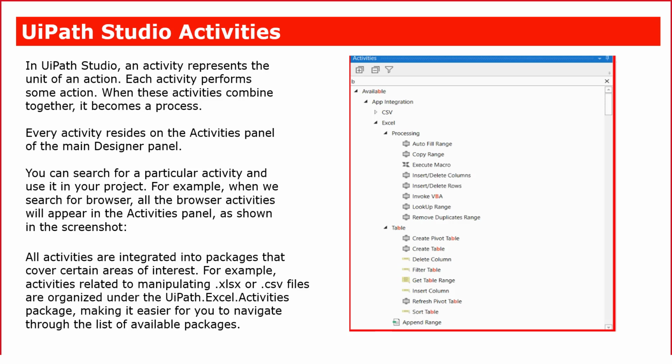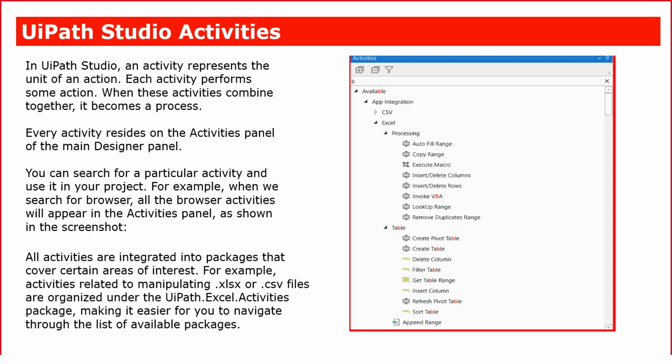So the first thing that we need to understand is what UiPath Studio Activities are. In UiPath Studio, an activity represents a unit of action. Each activity performs some action, and when these activities are combined together, it becomes a workflow, or sometimes we call it a process if it is a single workflow process, right?